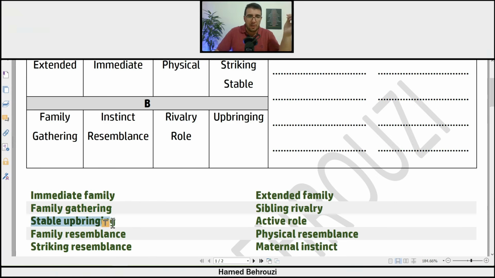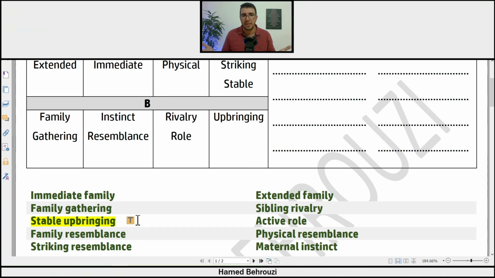Then what is stable upbringing? You need to know the meaning of upbringing, which is a very important word. Upbringing is the way that you have been brought up, like your parents raised you. That's upbringing, the way that you have been raised. If you had a stable upbringing, it means your upbringing was good. You didn't have any problems with your parents, with your siblings. You were not poor. You have been raised in a comfortable environment. So you have had a stable upbringing.